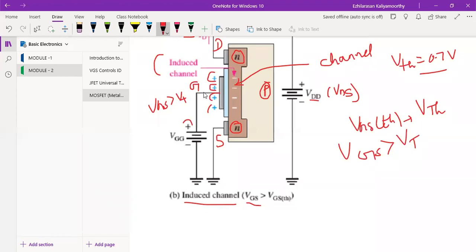It will push the holes away, like this, since this is the P type. The majority carriers are holes, the minority carriers are electrons. When it pushes the holes, the electrons will slowly move upwards. They will be attracted under the gate, and that is what forms the channel. Under the gate, it will form what we call the inversion layer.